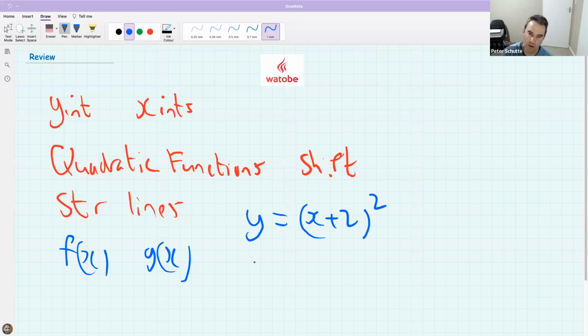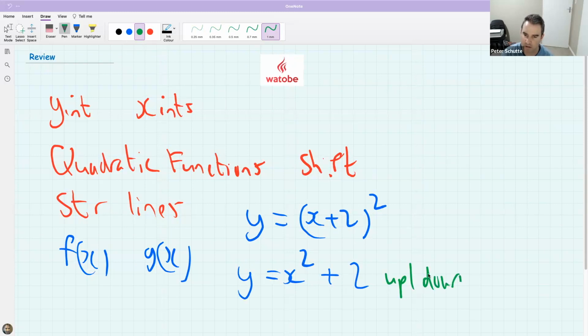So we spoke a little bit about shifting. This shifts it horizontally by 2 units to the left. We also spoke about what happens if I add a number at the end, and that shifts the graph up or down. So this goes up or down, whereas this one over here goes left and right.